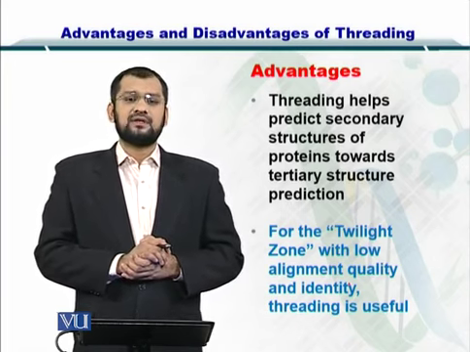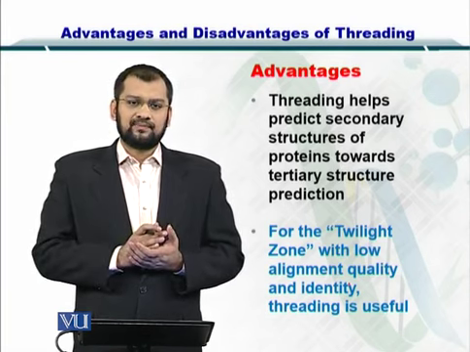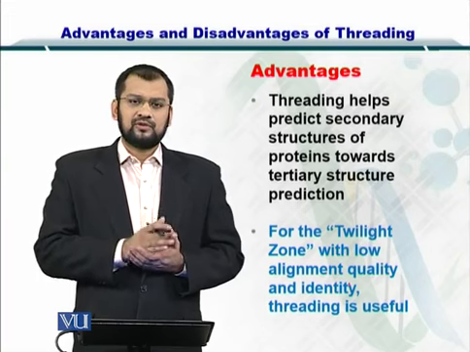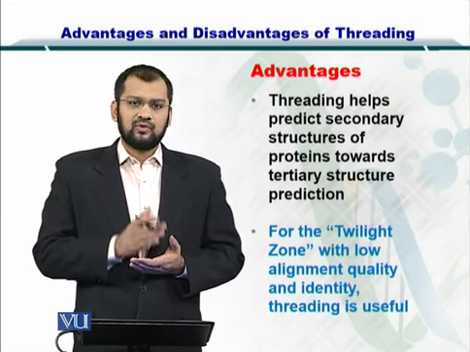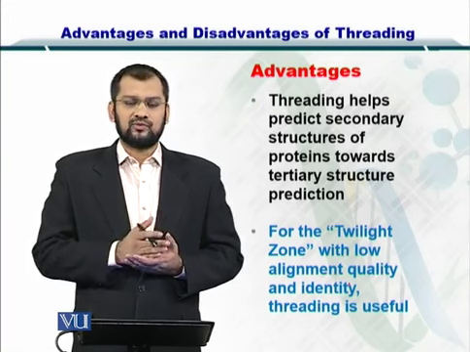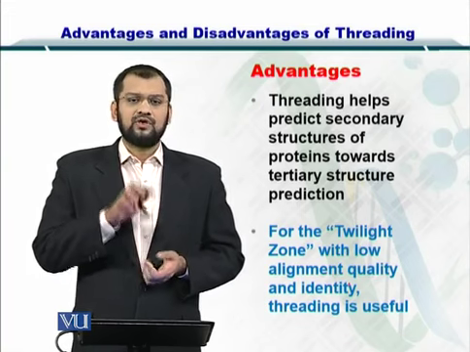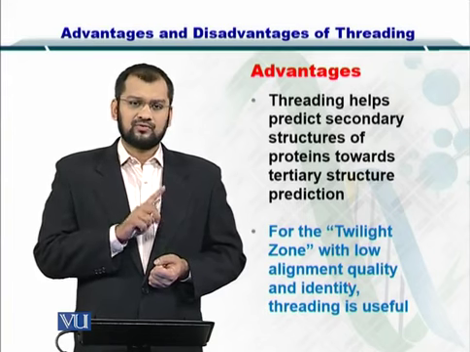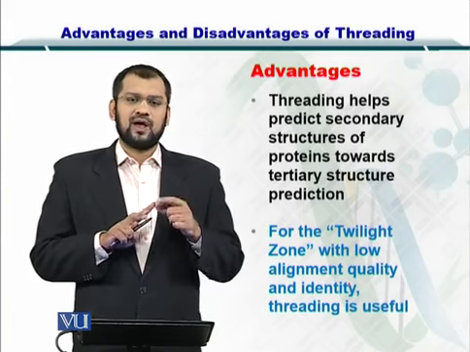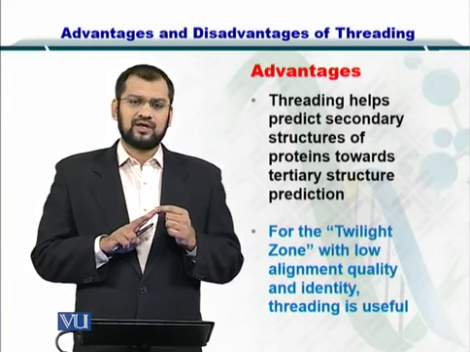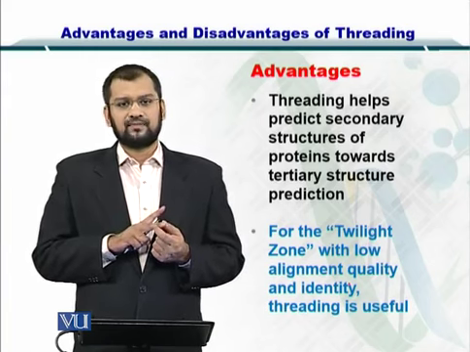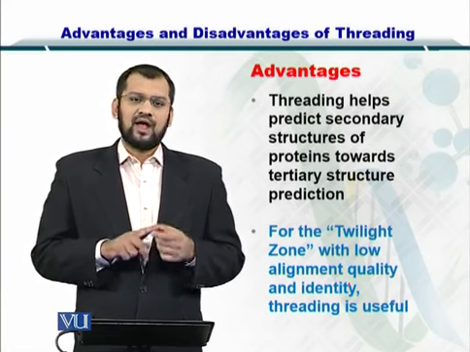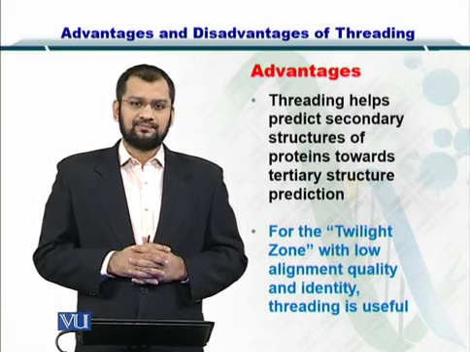So as I just mentioned, for the Twilight Zone, in the alignment versus identity graph, if there is low alignment and low identity, you can consider that to be the Twilight Zone. In this Twilight Zone, you only have two options. You cannot use homology modeling, of course. So the two options that you have are fold recognition or threading versus ab initio. From these two, of course, threading is the simpler one and is more accurate as well.